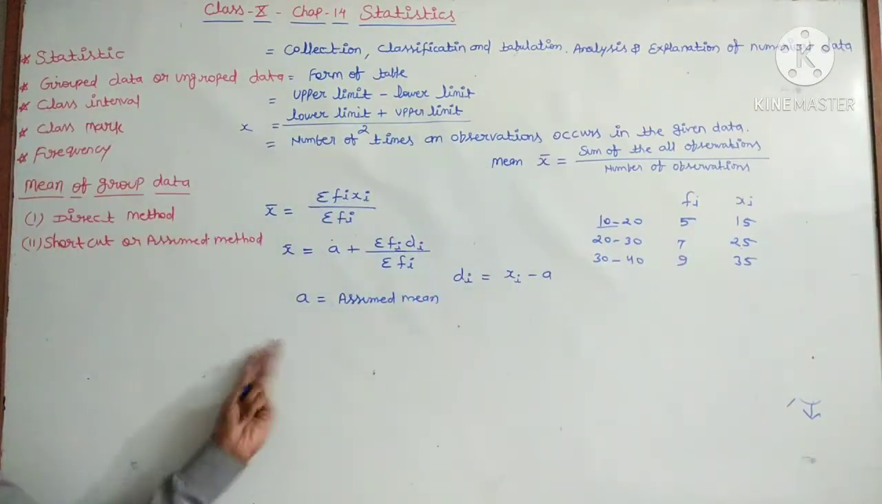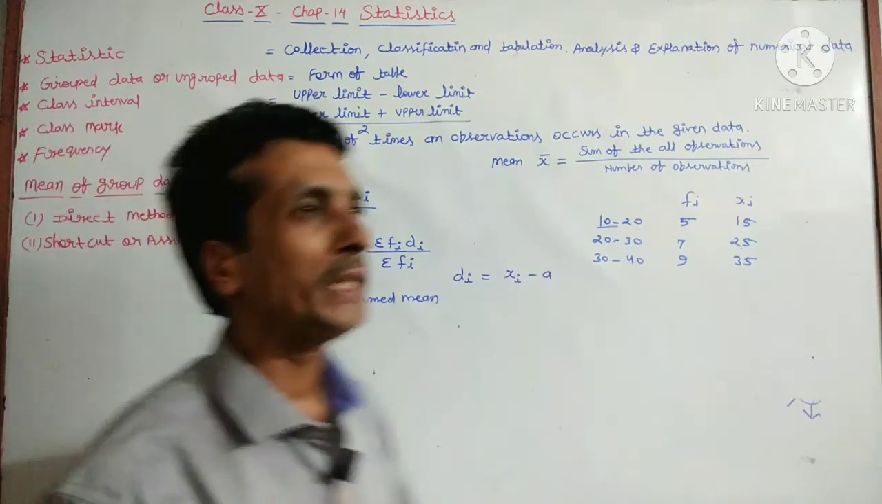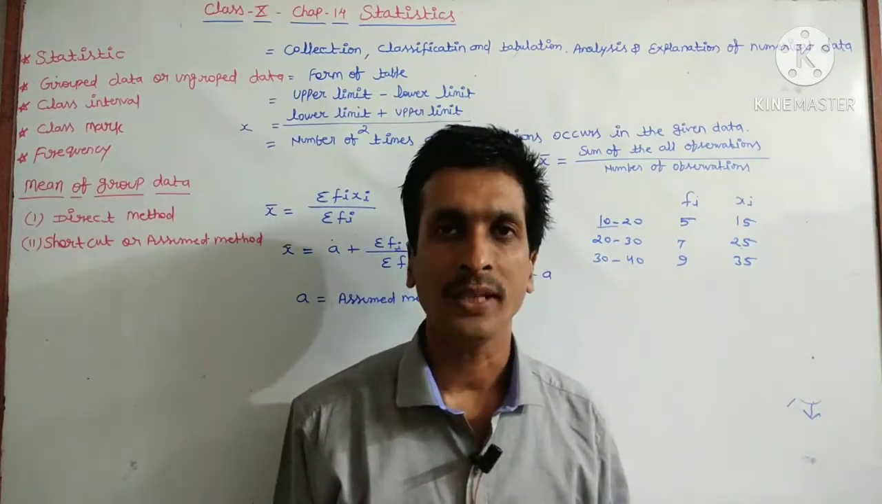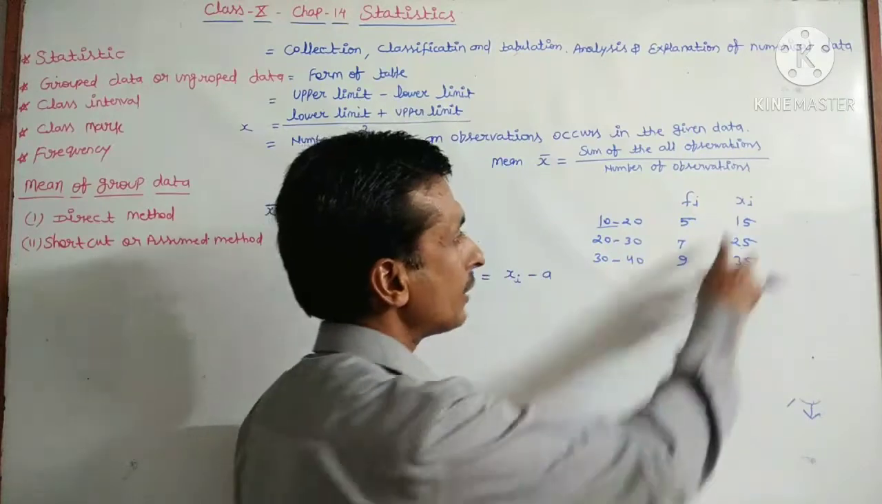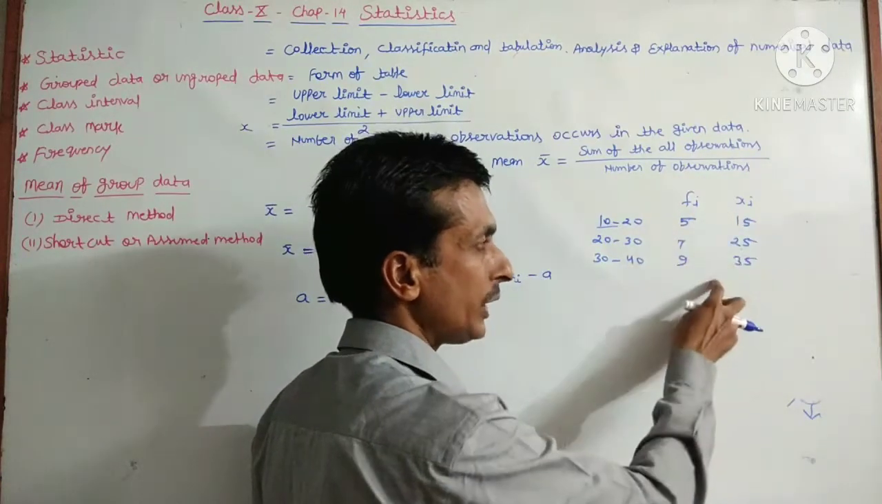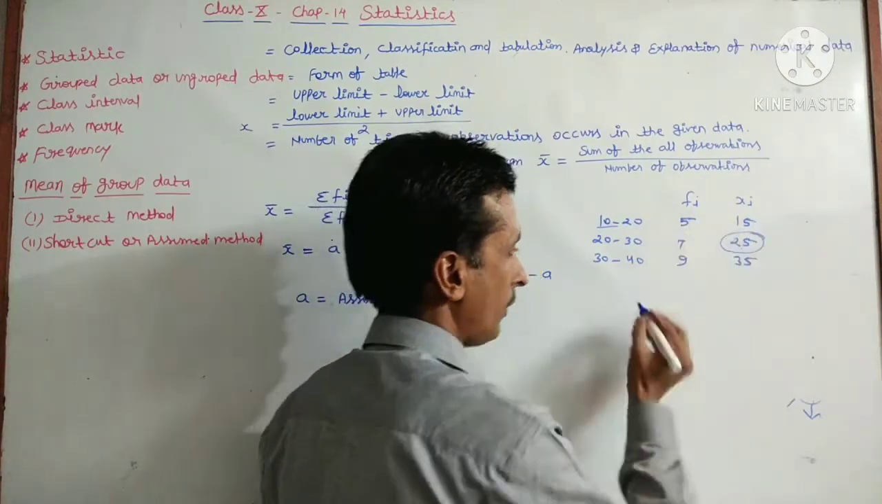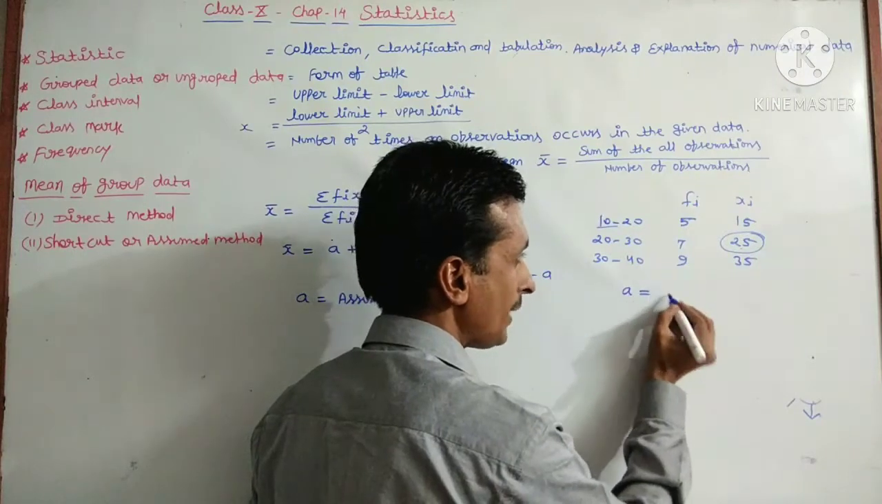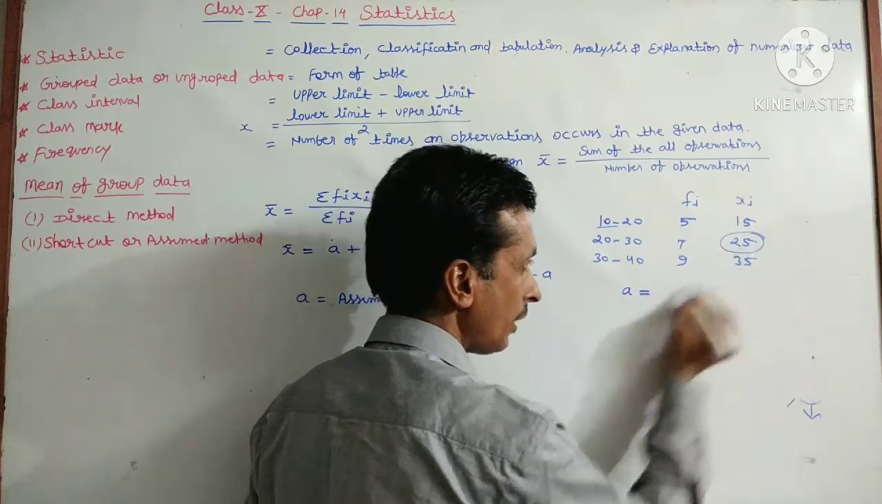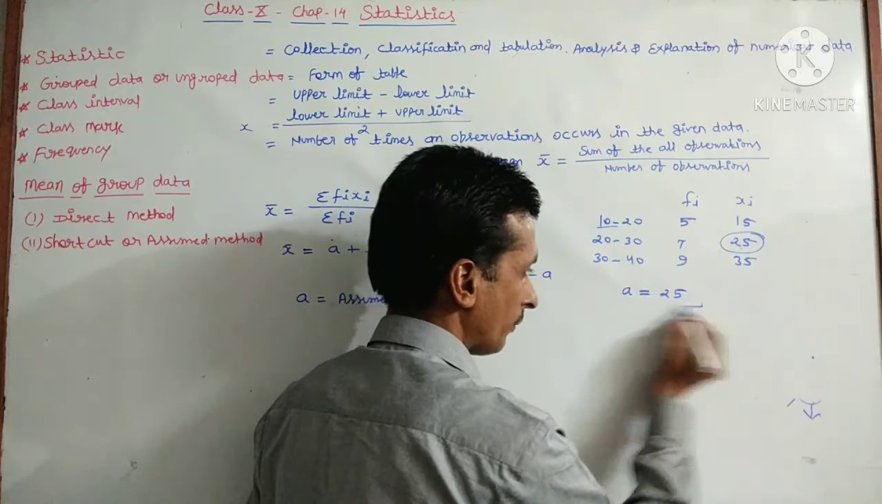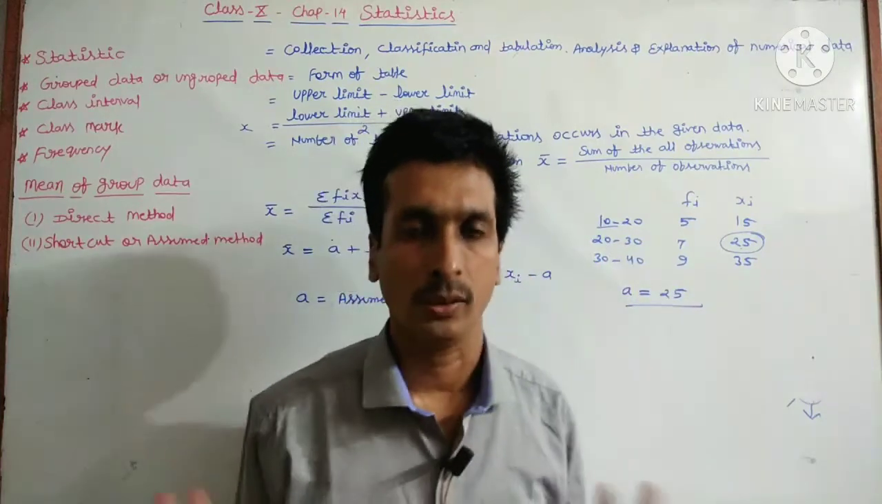Now for the assumed mean, you will take the center value, the mid value. There are 3 observations, 1, 2, 3, so the mid value is 25. So the assumed mean is 25. This is called the assumed mean.